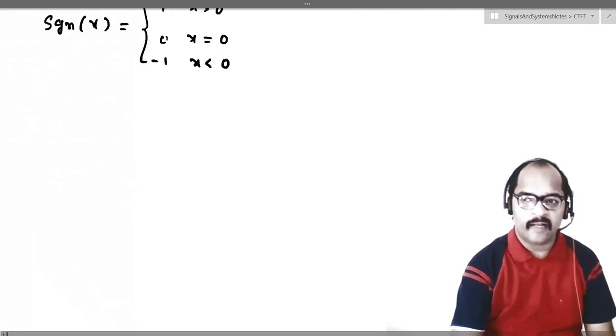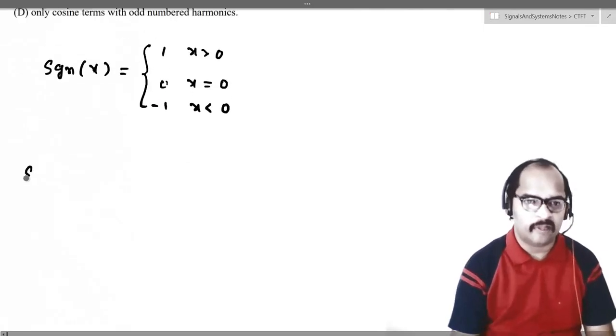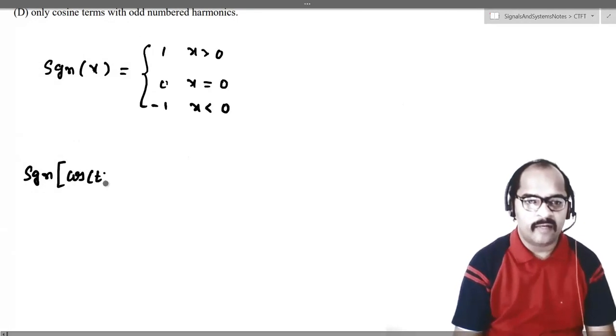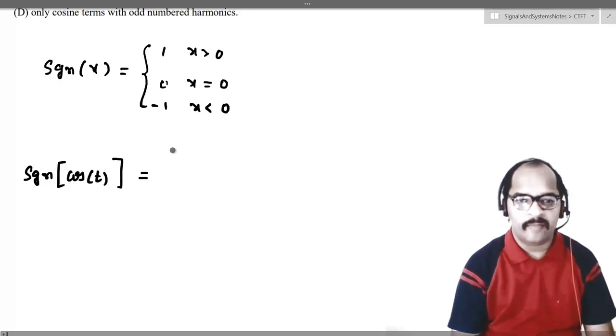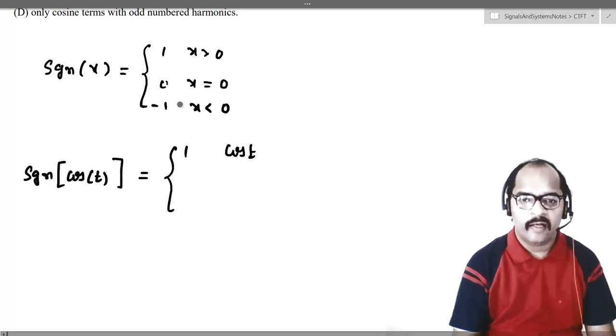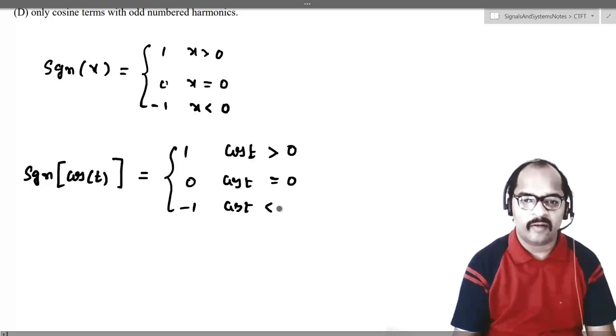Now let us write what signum of cos t is. Wherever there is x, we have to replace it with cos t. So it is 1 when cos t is greater than 0, 0 when cos t equals 0, and minus 1 when cos t is less than 0.